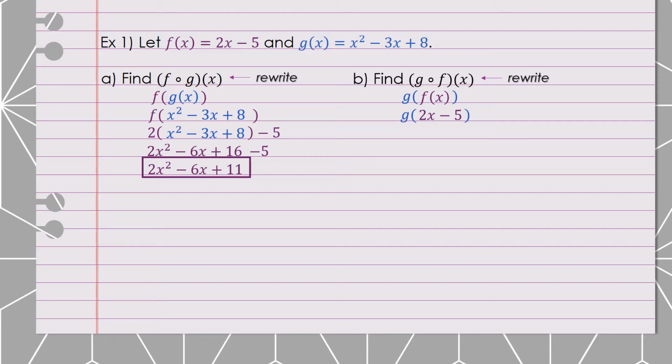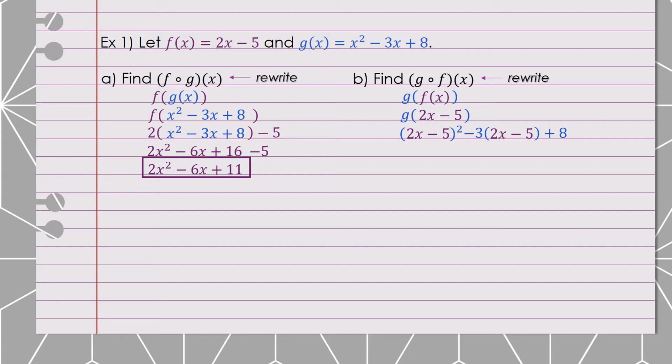Now in the grouping, there's nothing we can do to 2x minus 5, so we look to the outside, which is where we see the g. That means looking at the g function, every time you see x, put parentheses. And so it will look like something squared minus 3 times something plus 8. Now, what value do we plug in? Well, this is where we plug in the f function, which is 2x minus 5 every time you see x.